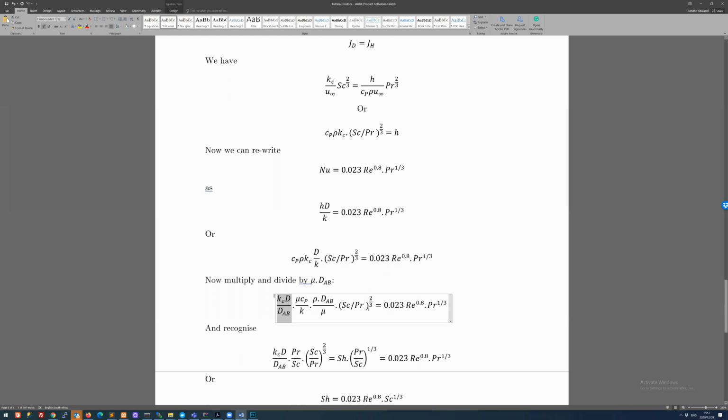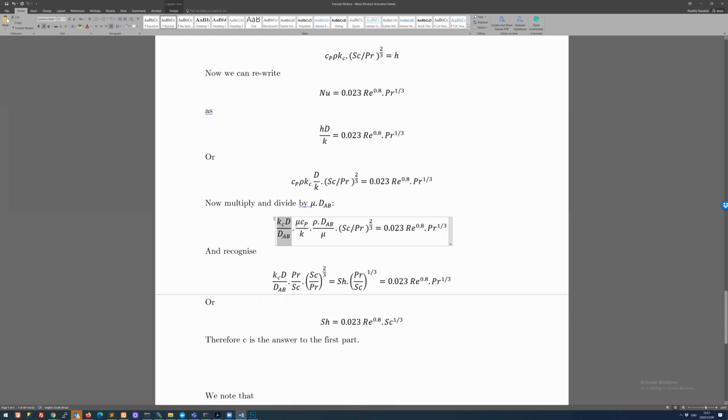If you look at this now, you should be able to recognize that we've actually got the Prandtl number divided by the Schmidt number. So this part can be written as Prandtl number divided by Schmidt number. And then you've got Schmidt divided by Prandtl to the 2/3. So Prandtl divided by Prandtl to the 2/3 is going to be Prandtl to the 1/3. And then Schmidt to the 2/3 divided by Schmidt is going to be 1 over Schmidt to the 1/3. So that's there. And then this thing is nothing but the Sherwood number. So you've got Sherwood number times that.